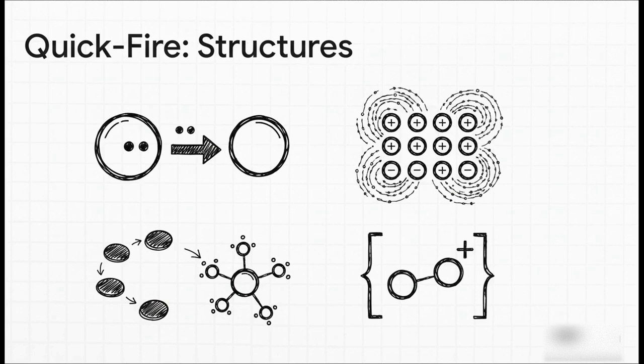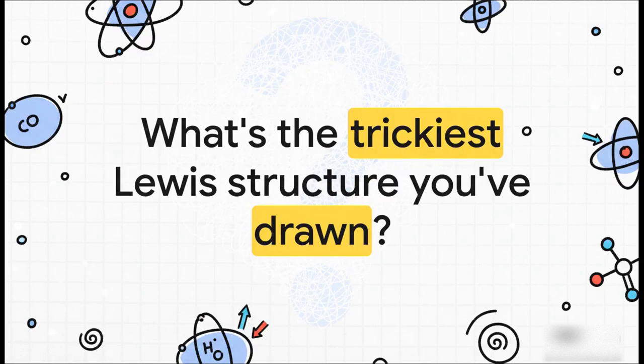Next, structures. Remember, a coordinate bond is where one atom donates both electrons. Metallic bonding is that classic sea of mobile electrons. And for Lewis structures, seriously, just trust the process. Follow those 6 steps every time. And please, please, please don't forget to add or subtract electrons if you're dealing with an ion. And there you have it, your complete guide to the fundamentals of chemical bonding.